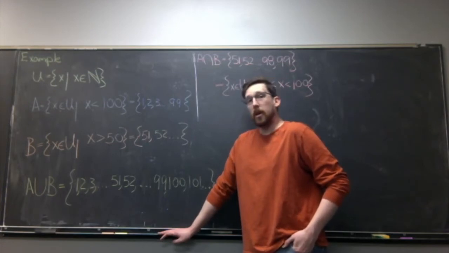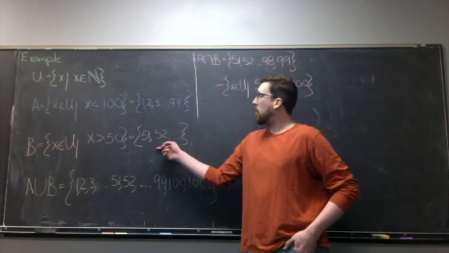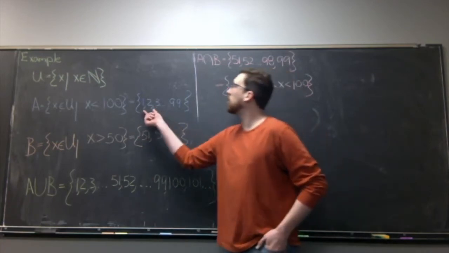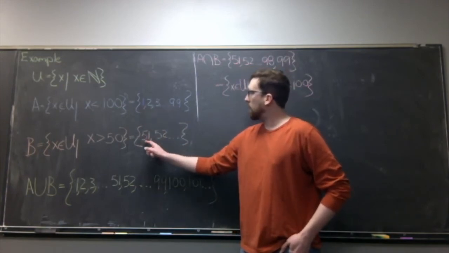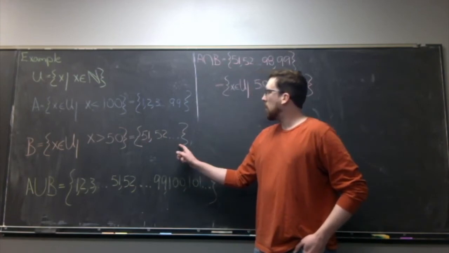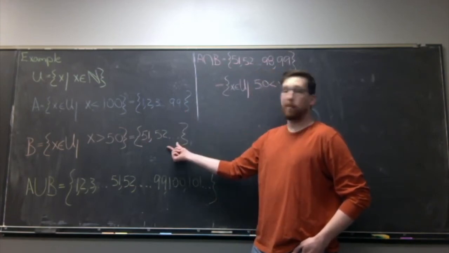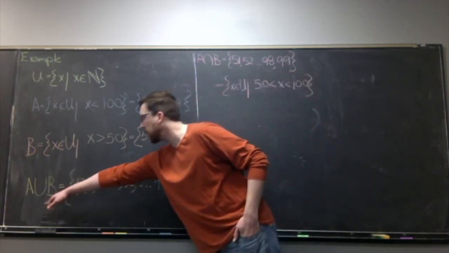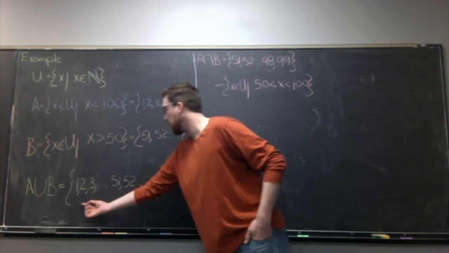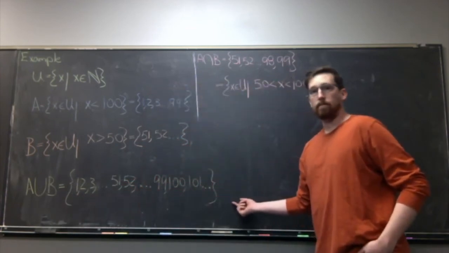Now, if we were going to take the union of these 2 sets, we can look at the roster notation. We can see, okay, we go 1, 2, 3, 51, 52, up through, we get to 99. Well, set B keeps going on forever. So in roster notation, the union of A and B, it's the numbers 1, 2, 3, on forever.